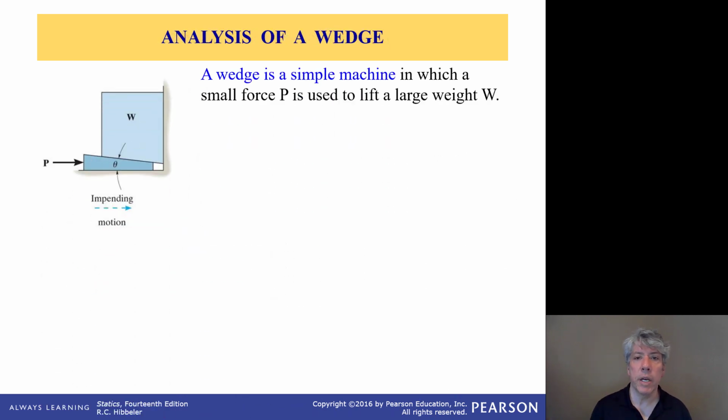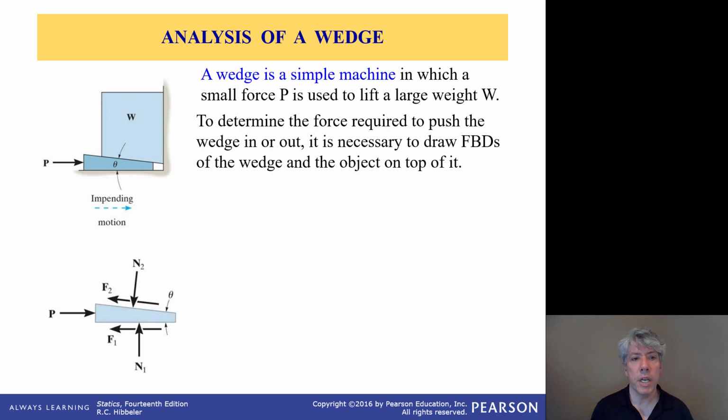Now, to analyze a wedge, what do we do? Well, what is a wedge? It's a simple machine where a relatively small force is used to lift a large weight or to prevent that weight from rolling back, for example. So if we think of a wedge, then what we need to do in order to analyze it is to draw a free body diagram of the wedge so we can understand what's going on. So here's a typical wedge.